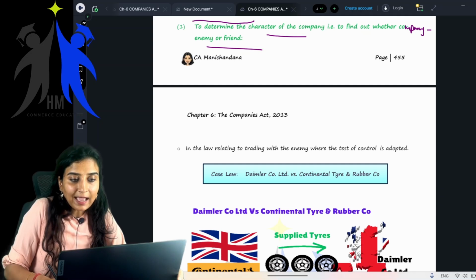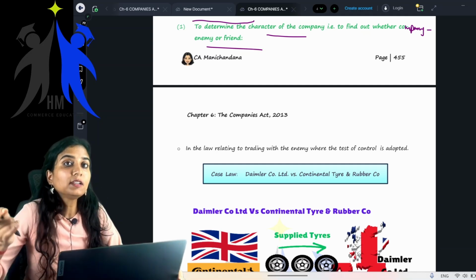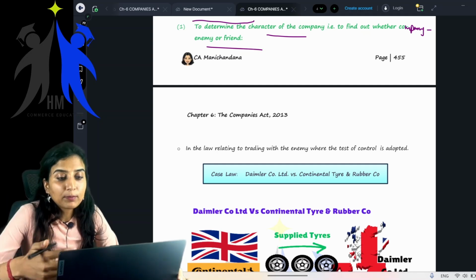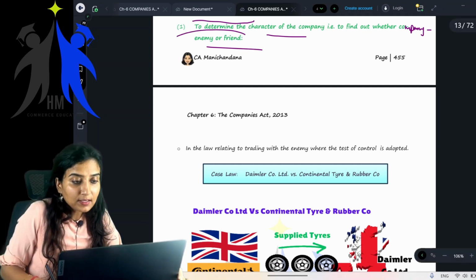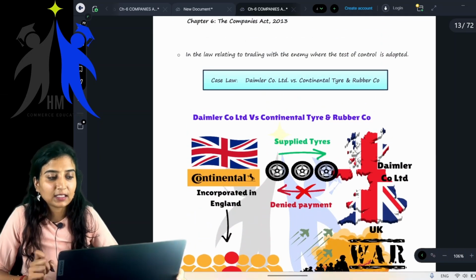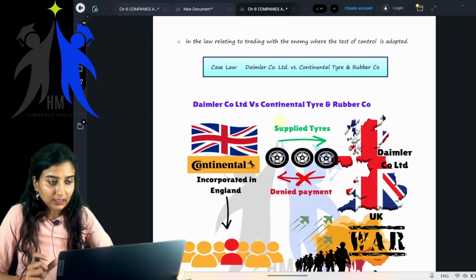To determine the character of the company, the court will lift the corporate veil. What do you mean by that? To find out whether the company is an enemy or friend. Enemy or friend? What are you talking about? Let's see that particular thing in the case law.